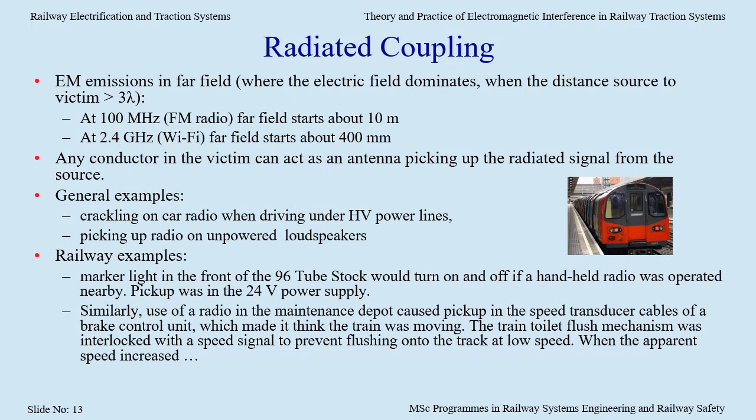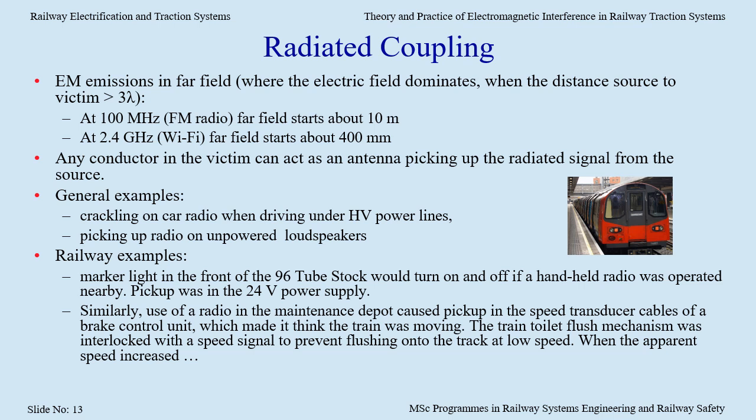Radiated coupling is generally taken as electromagnetic emissions in the far field, where the electric field dominates. Generally, this is taken when the distance from source to the victim is greater than 3 wavelengths. For example, for FM radio the far field starts about 10 meters, while for Wi-Fi the far field starts about 400 millimeters. Any conductor in the victim can act as an antenna picking up the radiated signal from the source, so be careful when designing circuit boards not to have large loops.